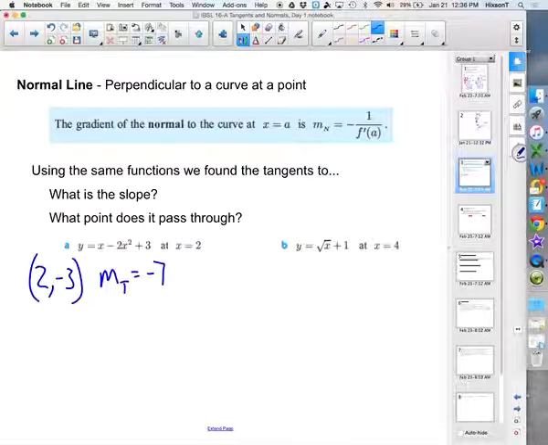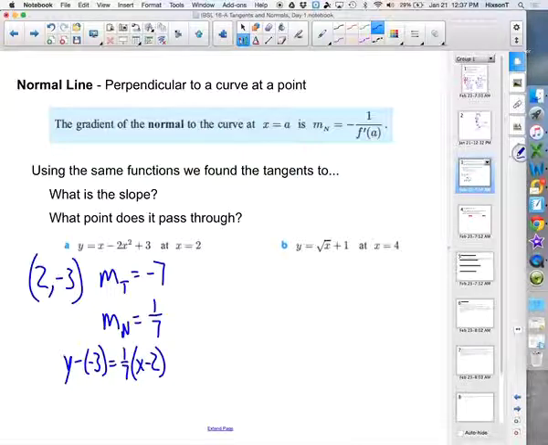Alright? Now notice they're using m sub n for normal line. So, what would the slope of our normal line be? Positive 1/7. Good. And now look, we already have the point from what we did previously. Now we know our slope, and it's the same process. y minus -3 equals 1/7 times x minus 2.